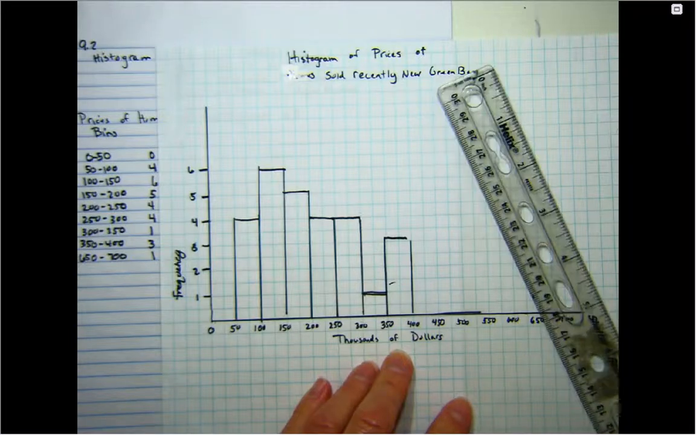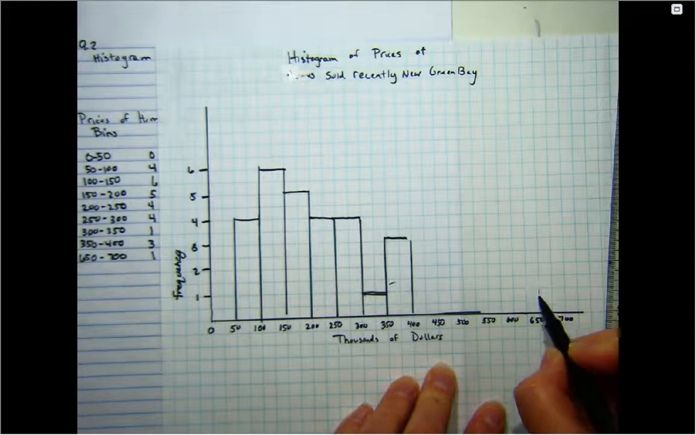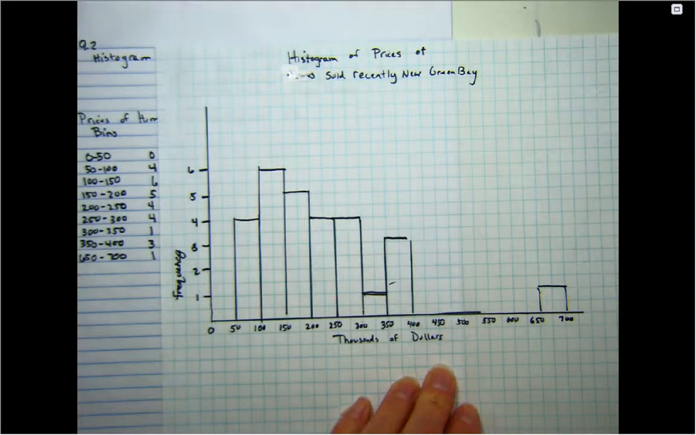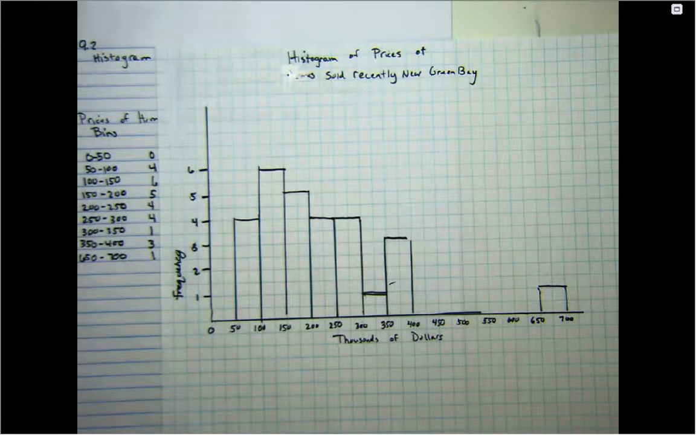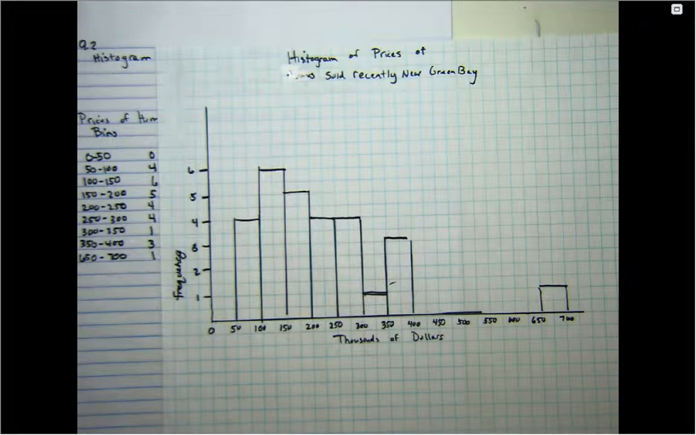And then we have a big gap until we get to 650 to 700. So that big gap shouldn't be replaced with a break in the line. That's a distinguishing feature in your data. The whole point of the histogram is to try to make data visual, and now you can see clearly, wow, there were not any houses that sold between 400,000 and 650,000, and then there was this one expensive house. It makes it real clear that that's what happened. Does anybody have any questions?